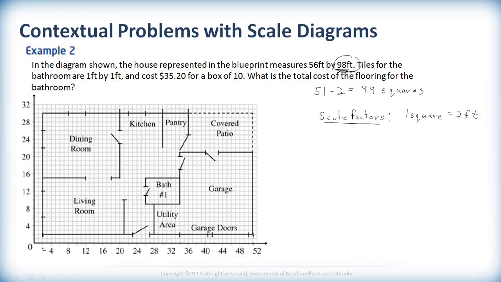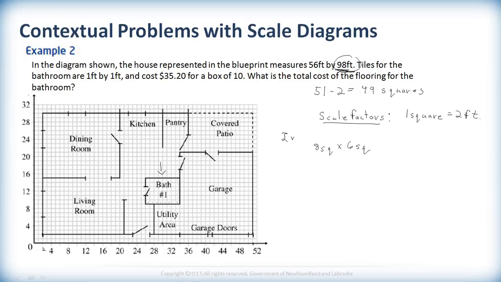It says the bathroom is what we have to tile. So the bathroom is in here, bath number 1. I don't know why they called it bath number 1. I don't see a bath number 2. So let's see, we got 1, 2, 3, 4, 5, 6, 7, 8 squares long, and 1, 2, 3, 4, 5, 6 squares wide. So the bathroom is 8 squares by 6 squares in the diagram.